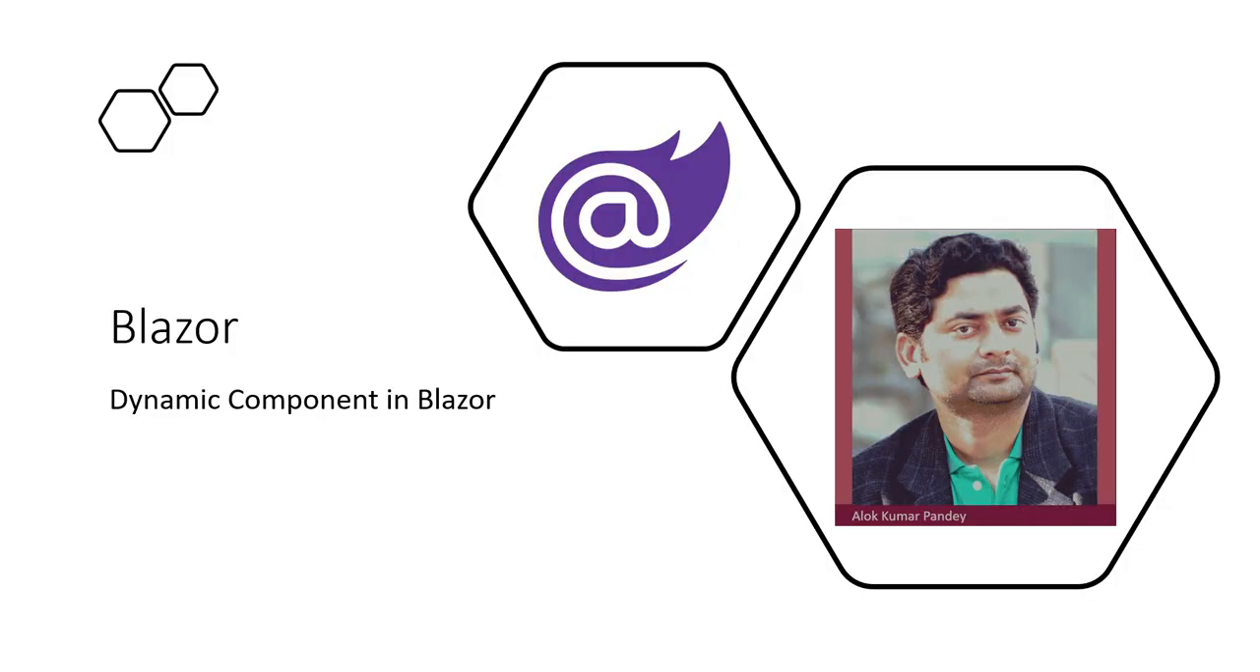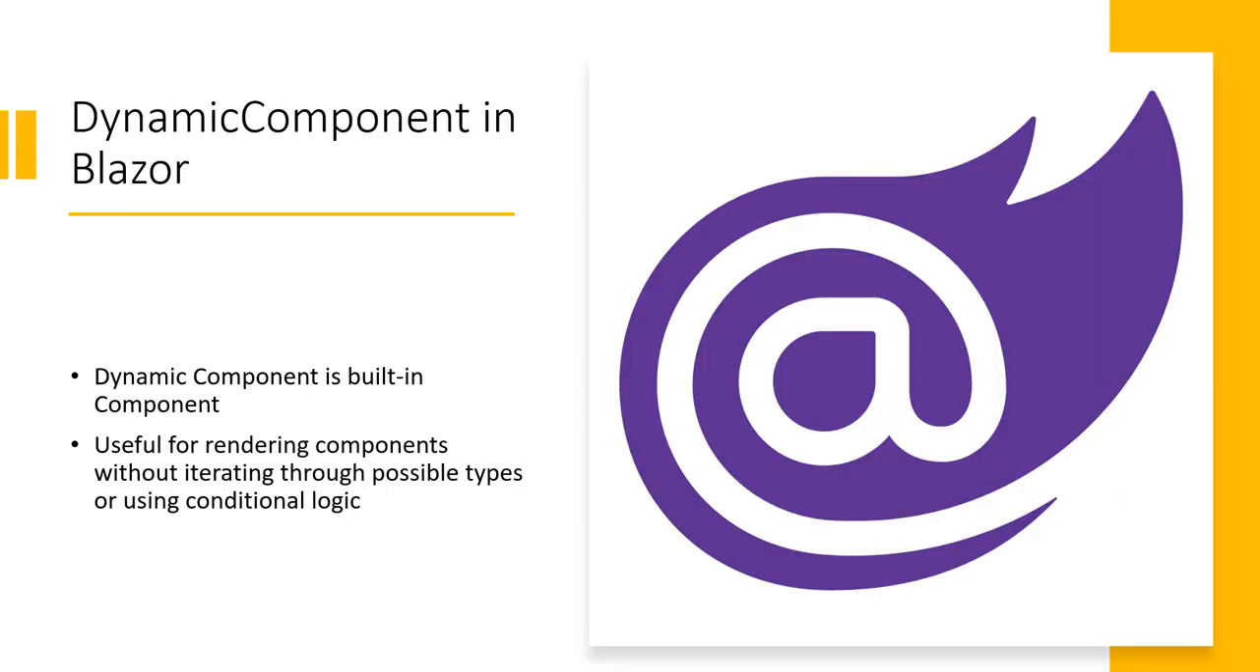Explain a little bit about dynamic component in Blazor. So basically, dynamic components in Blazor are built-in types and useful for rendering components without iterating through possible types or using conditional logic. This is a very handy component that allows us to load components dynamically.